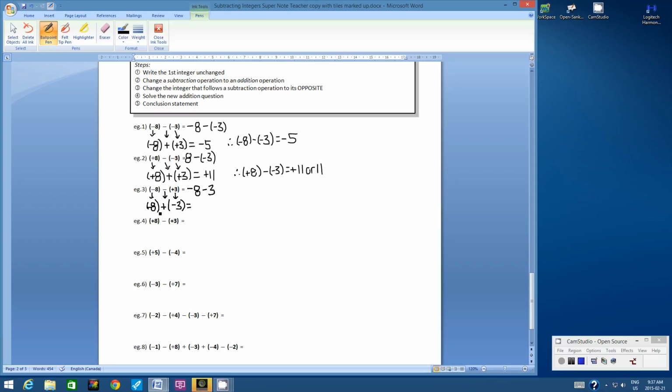So we have 8 negative tiles. We combine them with 3 negative tiles. We have 11 negative tiles in total. Therefore, negative 8 subtract positive 3 equals negative 11. Example 4. Let's rewrite it in standard form.